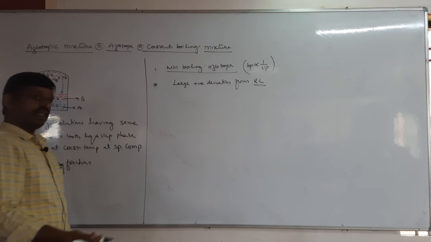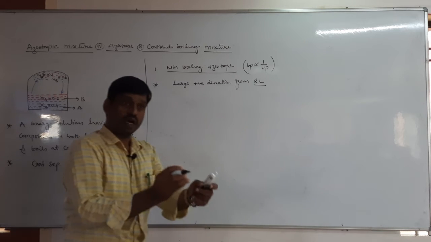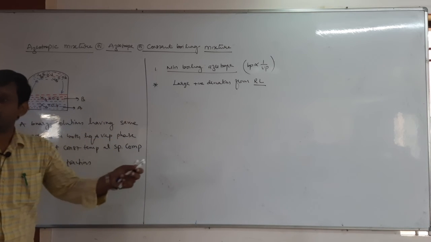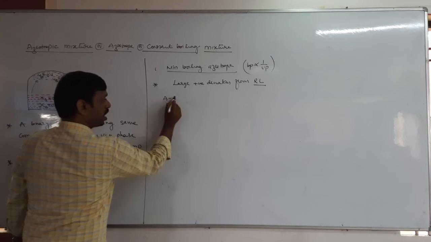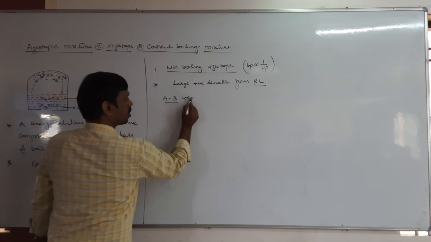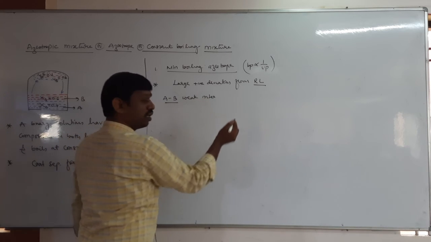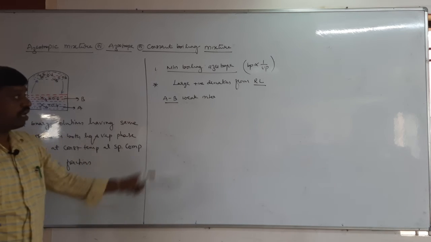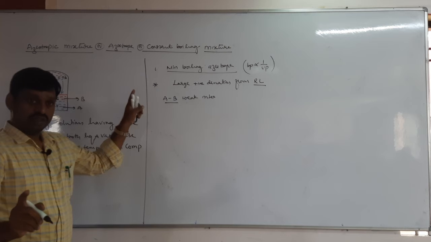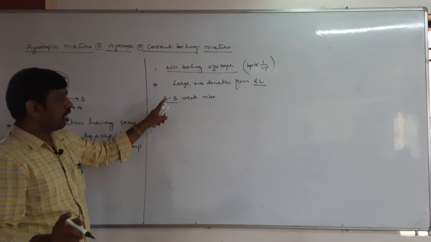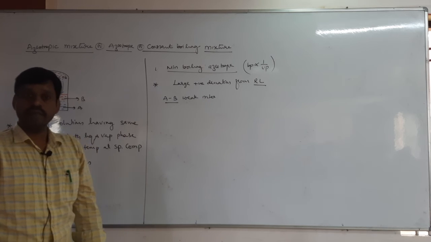Can you tell me, the solution which shows large positive deviation, does it mean they have weak intermolecular force of attraction or strong intermolecular force of attraction between A and B? In between A and B, they have weak intermolecular force of attraction compared to A-A and B-B. Then only large vapor pressure is possible, no? Therefore, this is the property of molecules having weak intermolecular force of attraction between the A and B components compared to A-A and B-B.